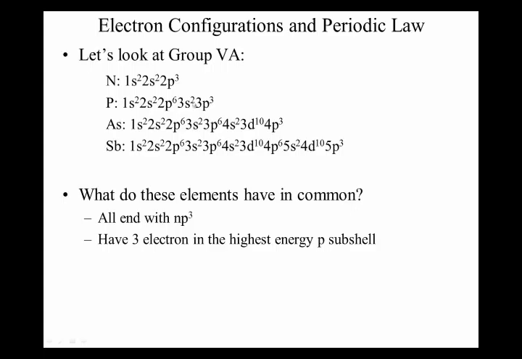3, 4, 5. When you get down to arsenic and antimony, it gets a little funkier because they're intersected by this 3D10 in the filling order. But I should point out that 3D is not in the highest shell, right? How do I know it's not in the highest shell? It may come after 4s2, but it doesn't have a 4 in front of it, right? It's in the 3rd shell, not the 4th shell.